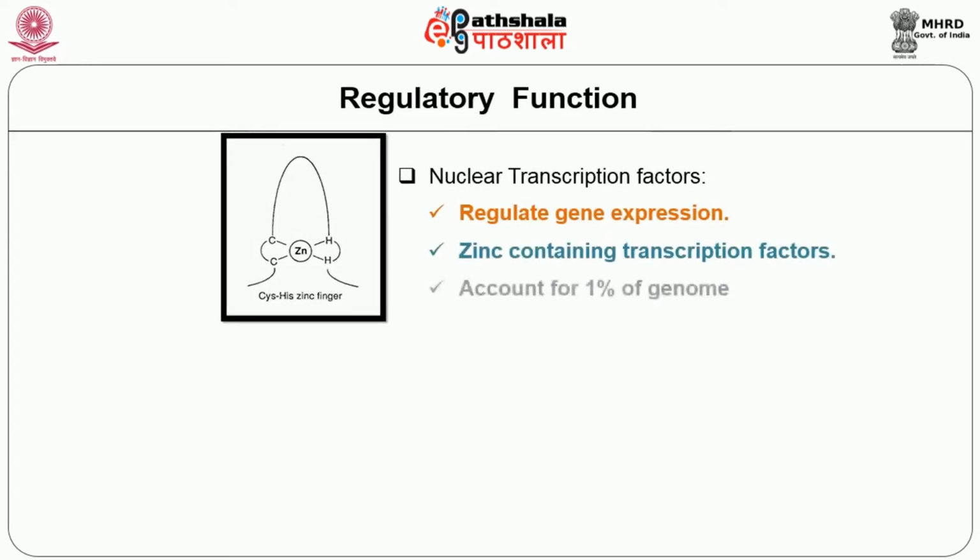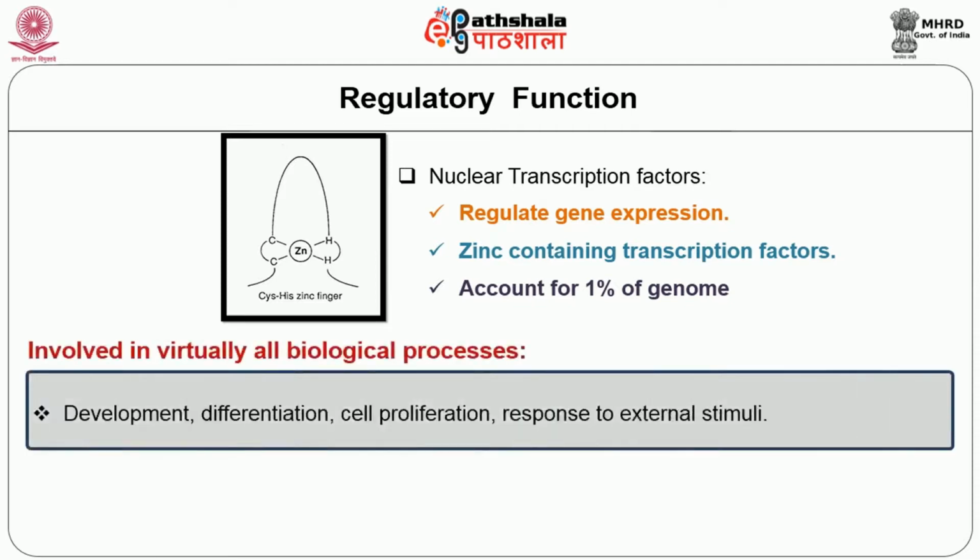So for regulation, this is with respect to nuclear transcription factors. These factors are involved in going from DNA to RNA. There are certain nuclear transcription factors, and zinc binds to those factors. There are protein motifs, and zinc binds to the cysteine and histidine residues on the molecule and creates a finger-like structure which is involved in the binding, and it accounts for about 1% of the genome. It is involved virtually in all biological processes, because of course it is the main regulation that takes place in the cell.